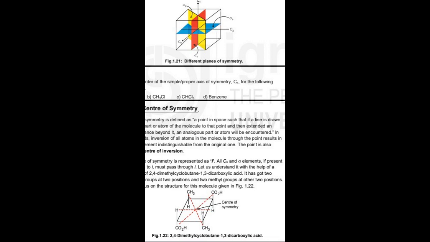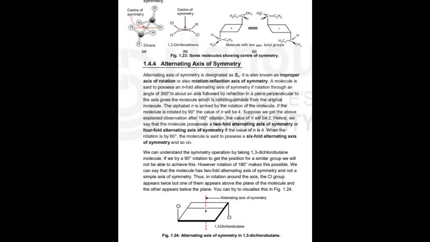Some other examples of compounds which have a center of symmetry are ethane, A, and trans-1,2-dichloroethene, B, shown in Fig. 1.23, A and B, respectively. The molecule shown in 1.23 C, containing two secondary butyl groups at 1 and 3 positions of a cyclobutane ring, also possesses a center of symmetry. Fig. 1.23. Some molecules showing center of symmetry.